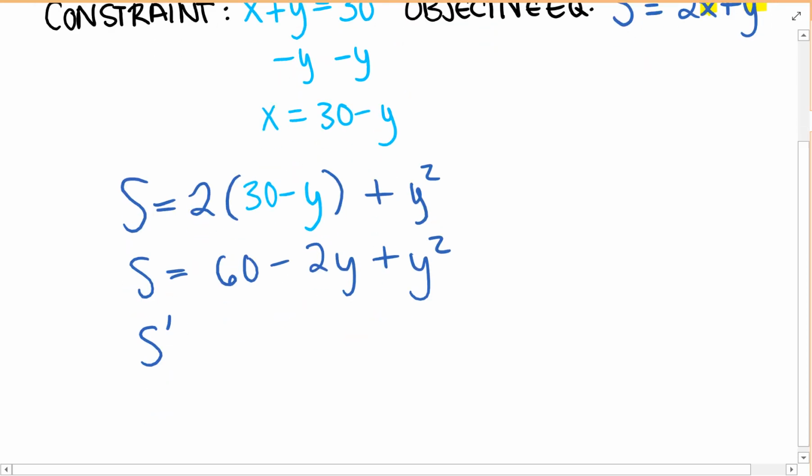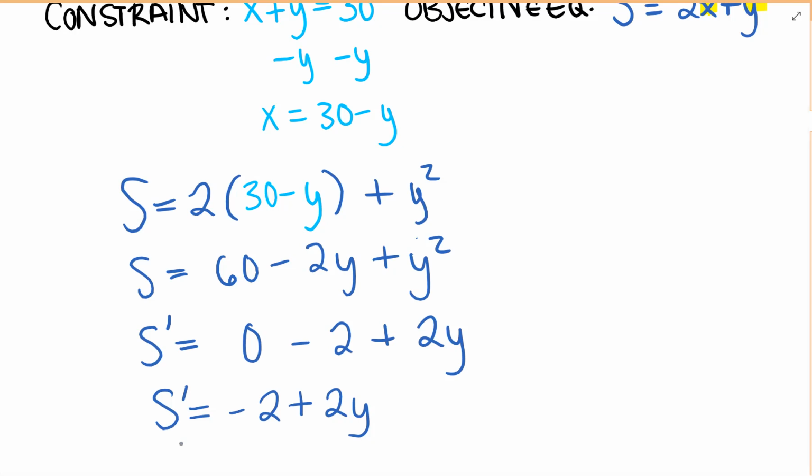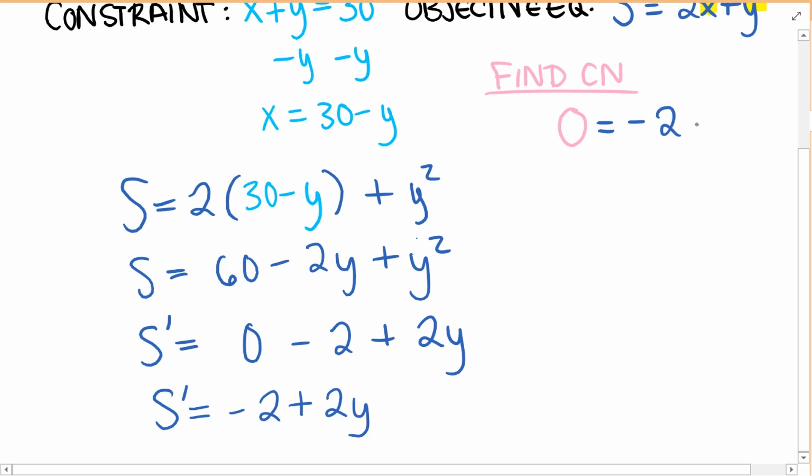Now the derivative s prime with respect to y, we're deriving with respect to the variable here, y, is 0 minus 2 plus 2y. And we got that from the power rule, pop down, power down. Now we have our derivative, and we need to find our critical numbers in order to get our possible max or min values. We get critical numbers by setting our derivative equal to 0 and solving. Add 2 on both sides. 2y is equal to 2, so y equals 1.